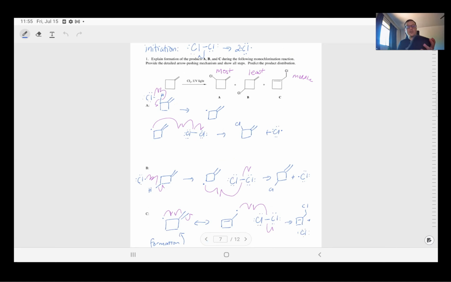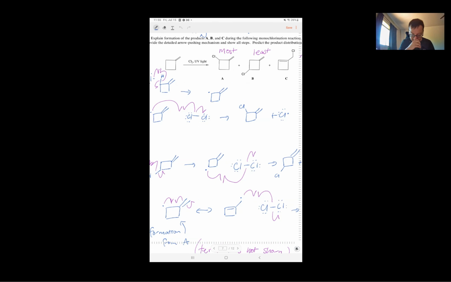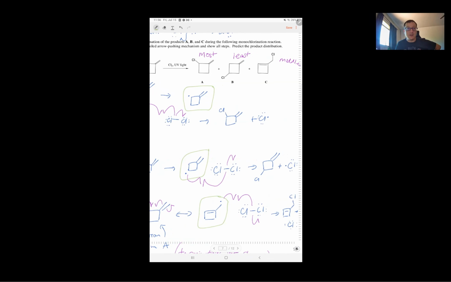Sorry, it's super hard for me to write on these, that's why it's a little bit messier. But if we take a look at the radicals that are involved, let's use just green here. These are the radicals that are going to be our intermediates. So how we determine most, least, and all that is we're looking at the stability of these radicals. It is asking us what's the product distribution, but what that really means is what's the more stable intermediate.